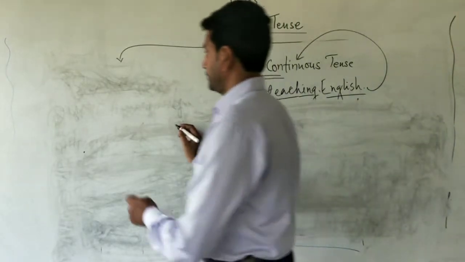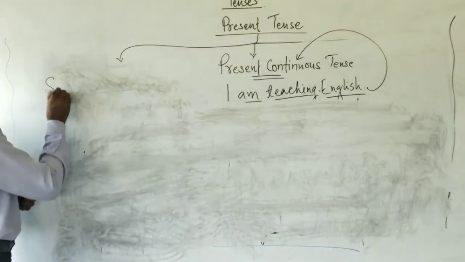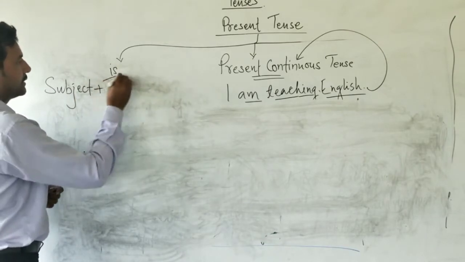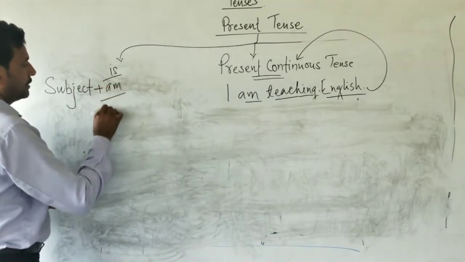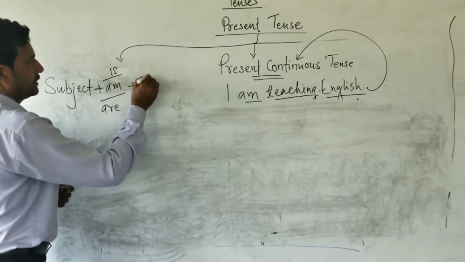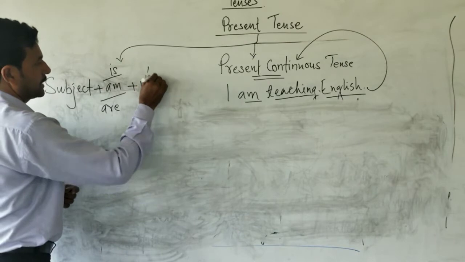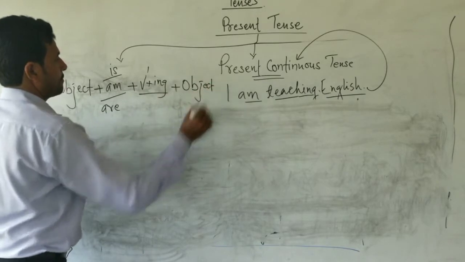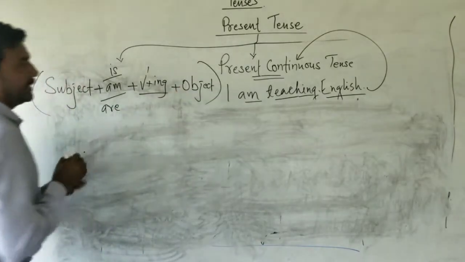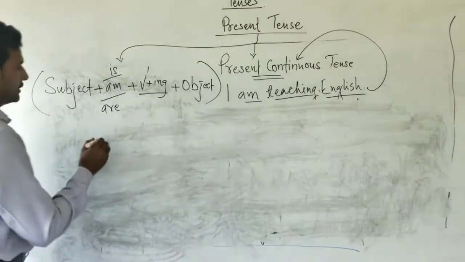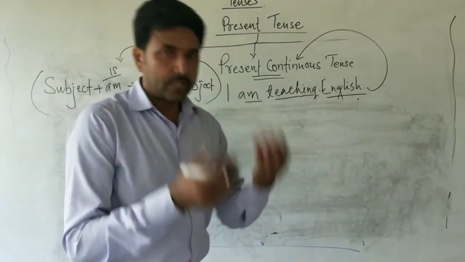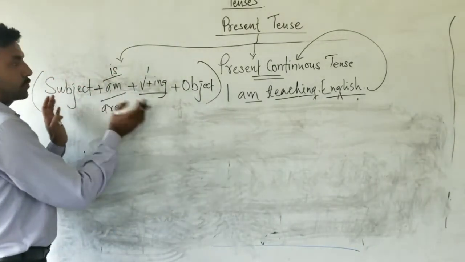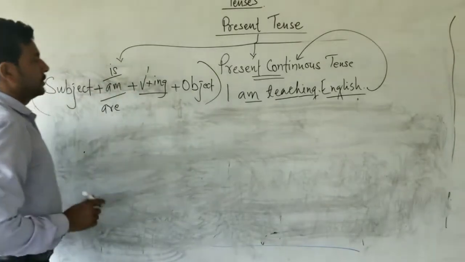This is the structure. Subject plus is, am or are plus V1 plus ing and object. This is the main structure. Then come other rules in this structure. We can make this common structure into three simple structures.